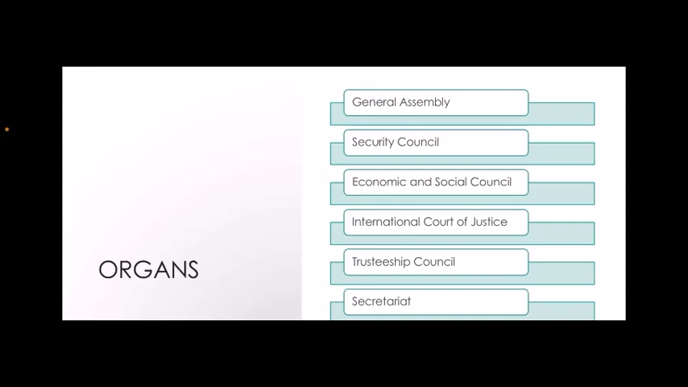The next organ is Secretariat. The responsibility of carrying out the administrative task of the United Nations is with this organ. The chief of this Secretariat is the Secretary General, who is selected by the General Assembly and the Security Council. He holds office for 5 years.